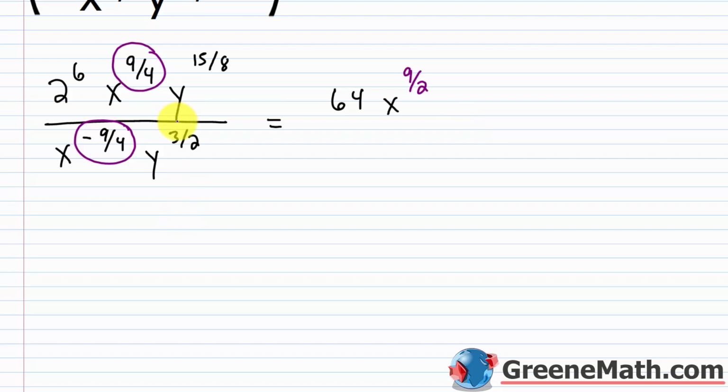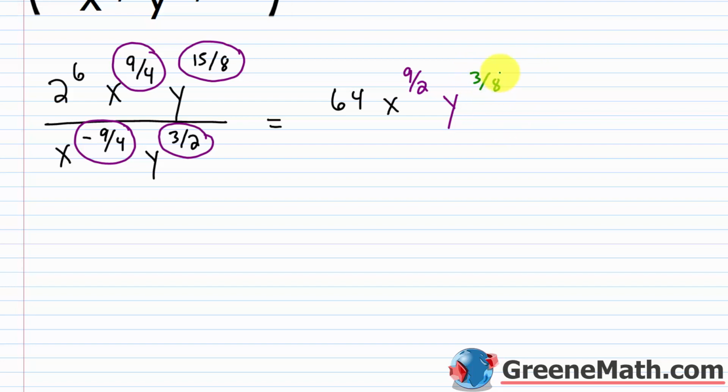Then next, I have my y. So I have y that I'm going to write here. Again, this guy right here is going to be subtracted away from this guy right here. So you would have 15/8 minus 3/2. You got to get a common denominator going. So I'm going to multiply this by 4/4. So this would be a 12/8, right? So I'm going to write this as 12/8. 15 minus 12 is 3, so this would be 3/8.